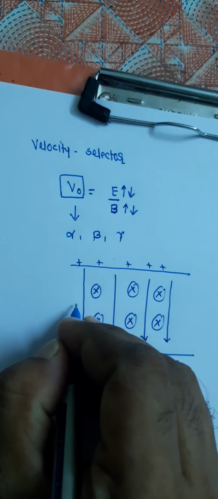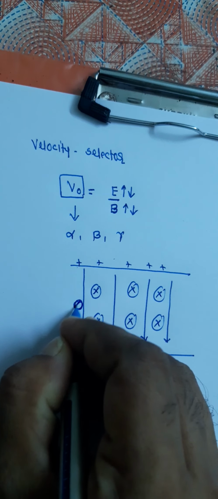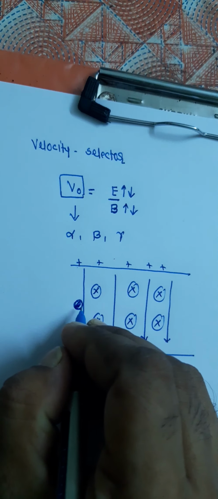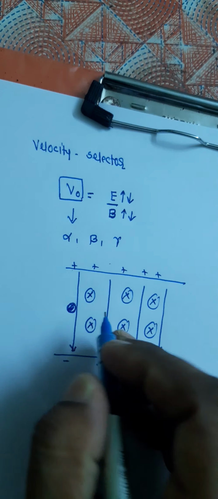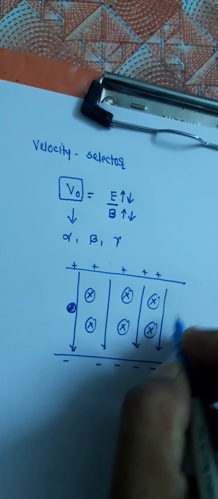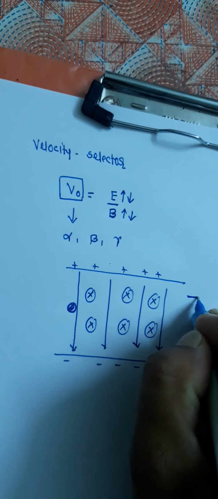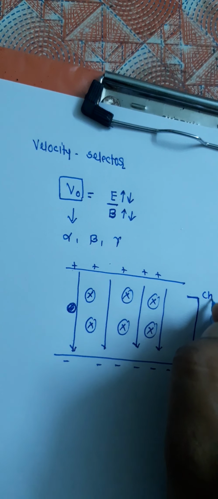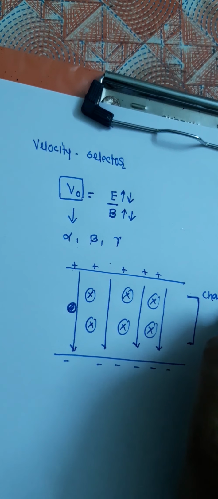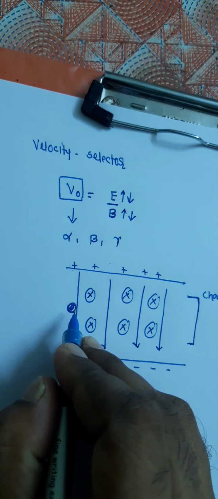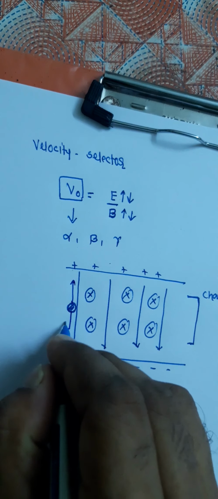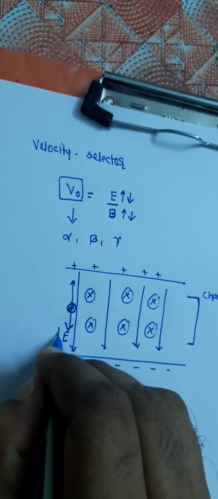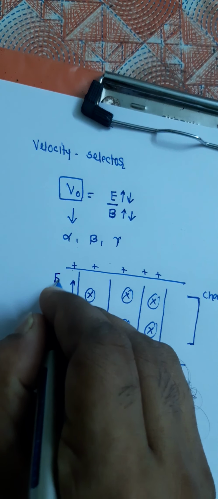We have seen that when the charged particle was entering at the entry place, we have a target. The alpha particle, suppose you want to collect in a charge collector. If this particle is entering here, at the entry one force is acting upward and another force is acting downward: electric field downward and magnetic field upward.